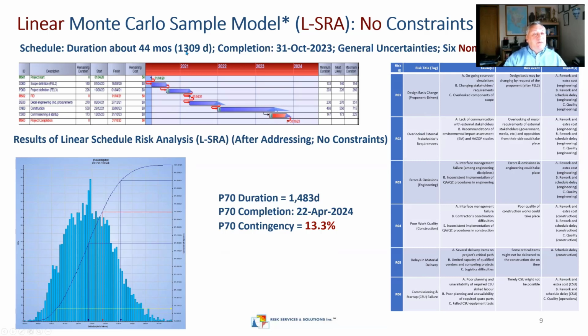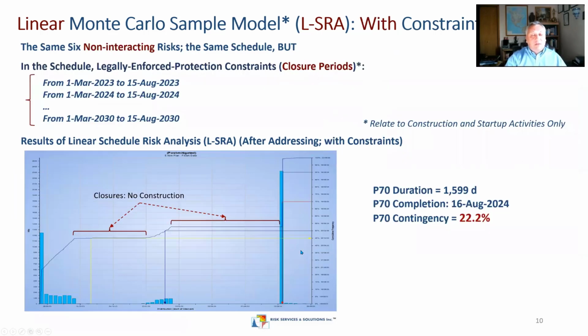So duration here, we have like 1,300 days, 6 non-interacting risks. And the result of that modeling, everybody can probably build this model. We need to map, of course, those risks to impacted normal tasks, so same stuff. And yes, we included general uncertainties here, it doesn't matter. So the contingency for that sample linear SRA model is 13%. It's not a lot, but that's what we got from that model. And that's usually what's happening in our modeling practice.